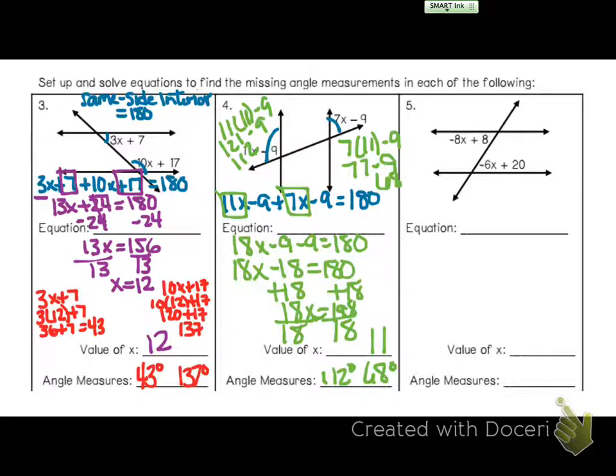So on number 5, the two angles are alternate interior angles. If they're alternate interior angles, how do we set them up? Negative 8x plus 8 equals negative 6x plus 20. Exactly. So it's your turn to find x. And when you find x, you need to plug x into both sides to find the angles.